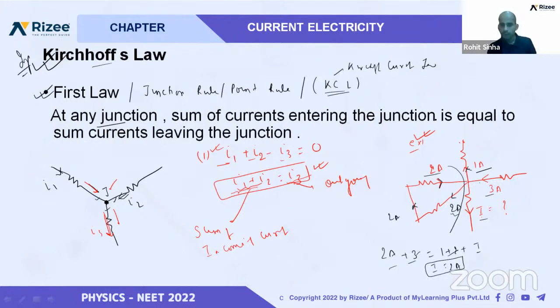Any problem? Any calculation mistake I have done? Okay, let us move further then.